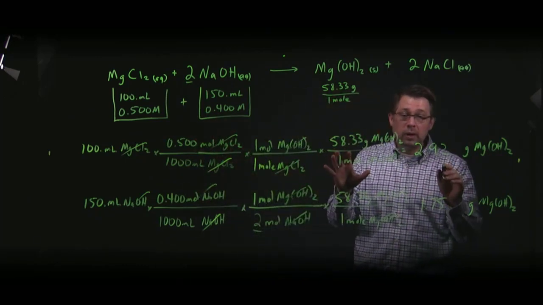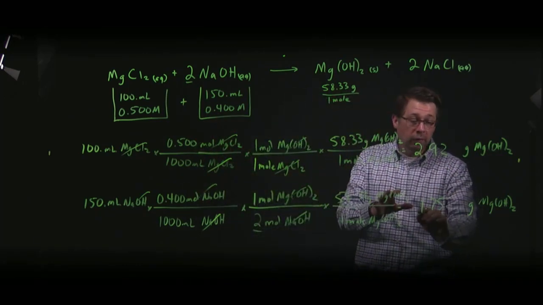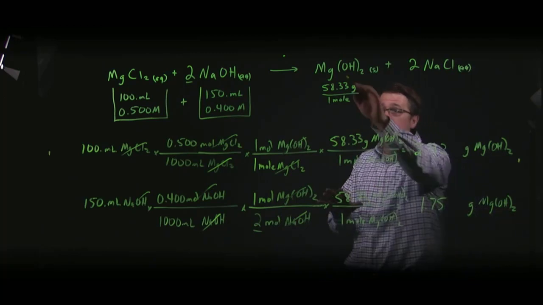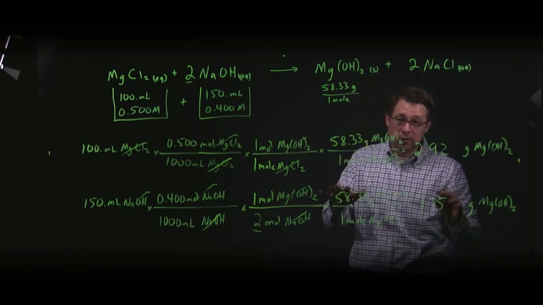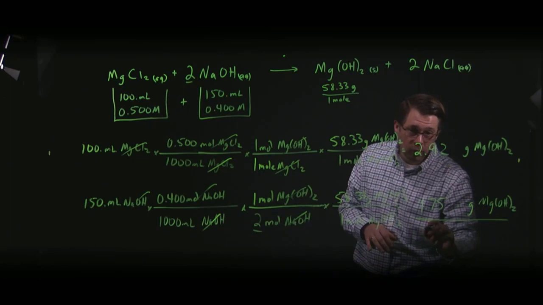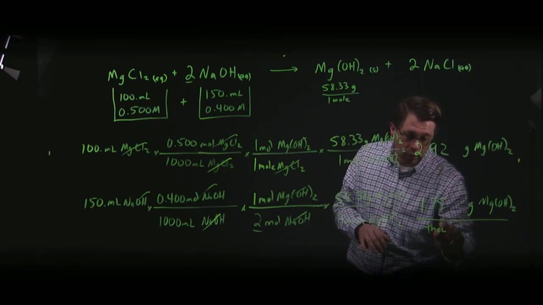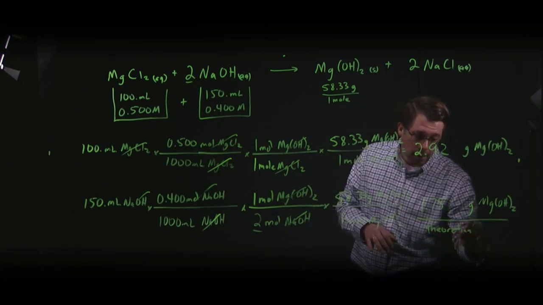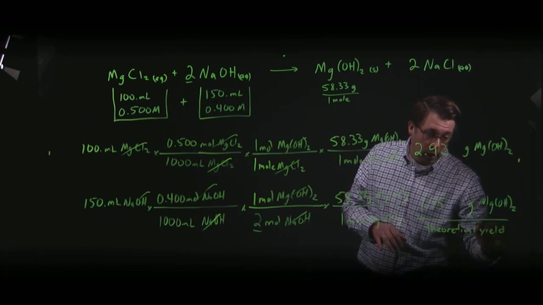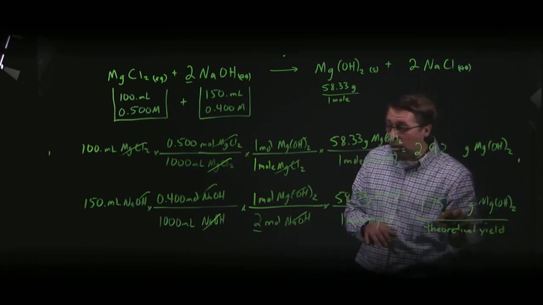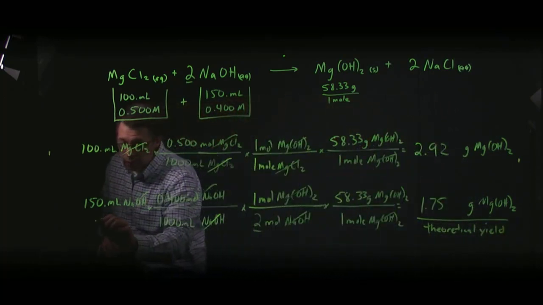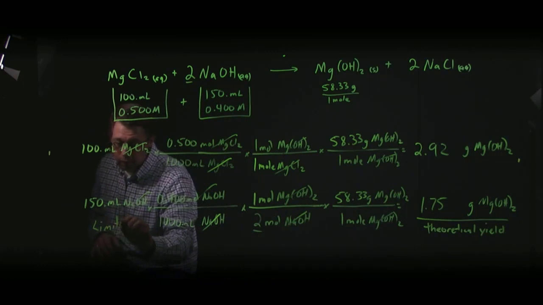So when I'm doing a limiting reactant problem, whatever yield I come up with, the mass of the magnesium hydroxide that's the lower number, this is what we call the theoretical yield. And remember, the theoretical yield is always produced by the limiting reactant.